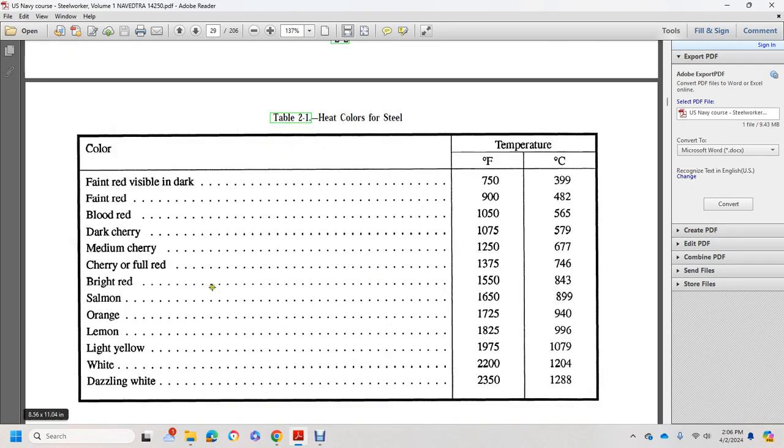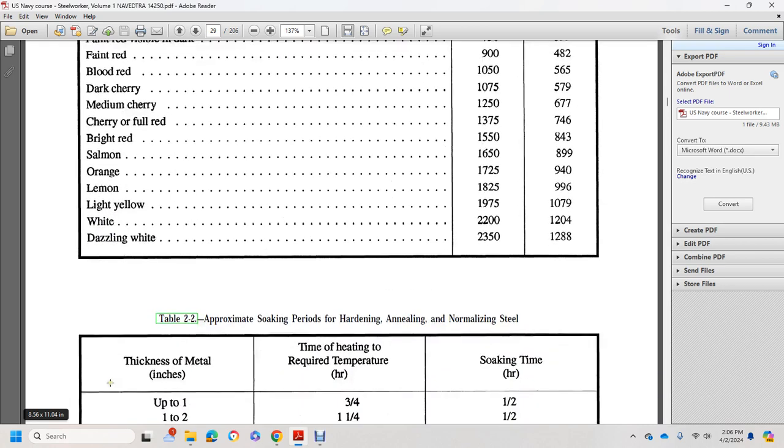Table: heat colors of steel. Faint red, visible in the dark, 750 degrees Fahrenheit; faint red, 910; blood red, 1050; dark red, 1075; medium cherry, 1250; cherry full red, 1375; bright red, 1550; salmon, 1650; orange, 1725; lemon, 1825; light yellow, 1975; white, 2200; dazzling white, 2350.